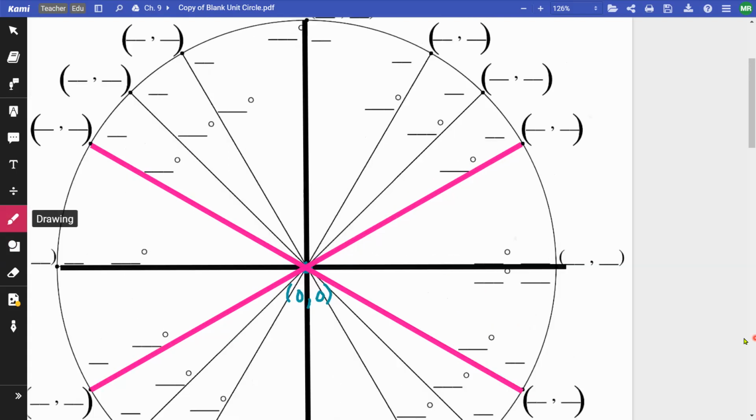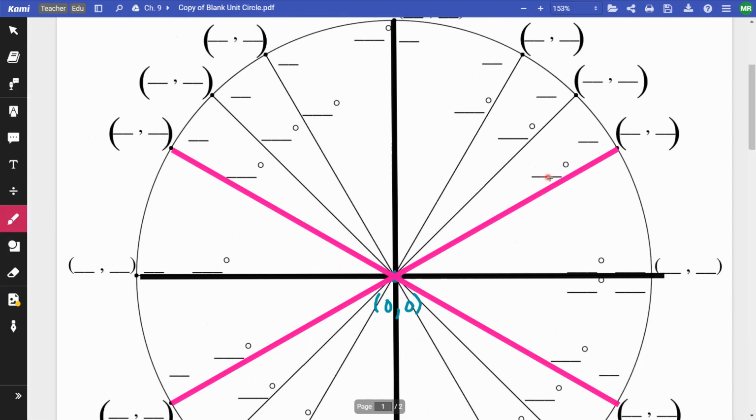So if I'm talking about this angle right here, from here to here, that angle is going to be 30 degrees. Let me make it a little fatter. That angle is going to be 30 degrees. And again, I'm talking about from here to here. That's 30 degrees.